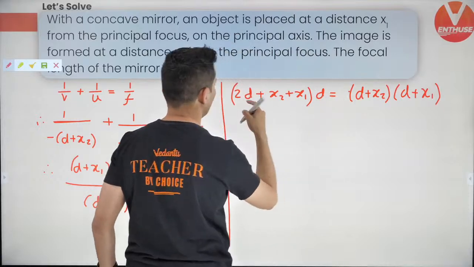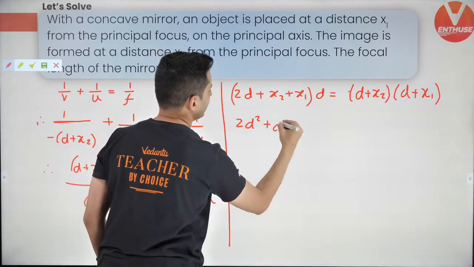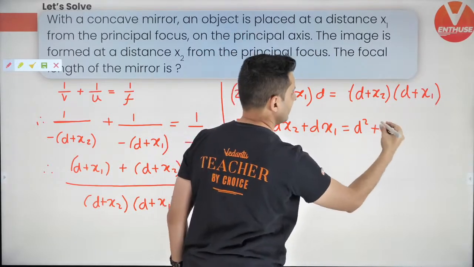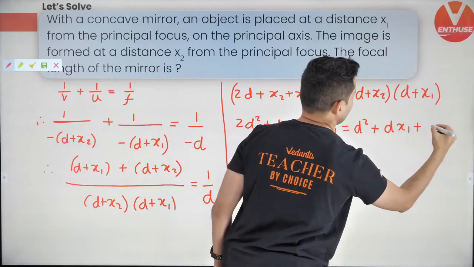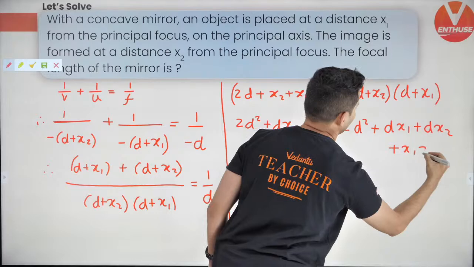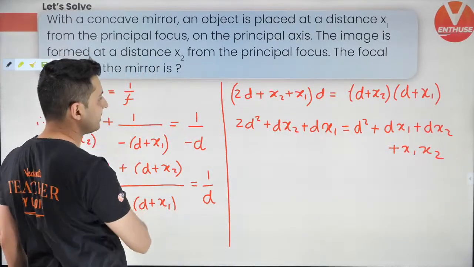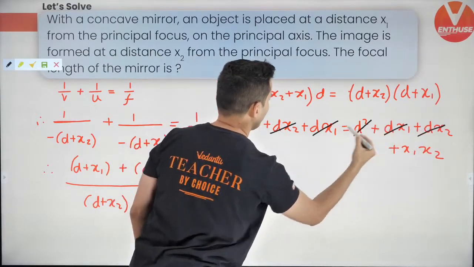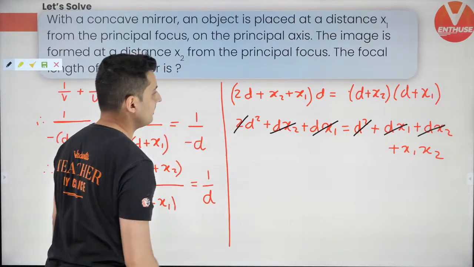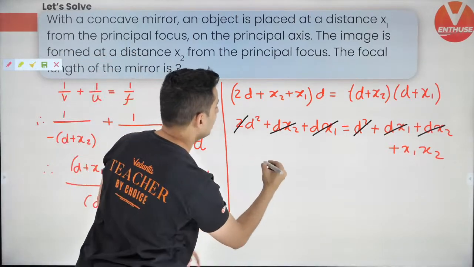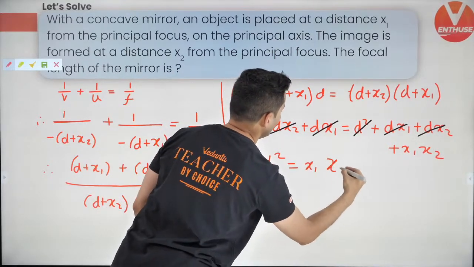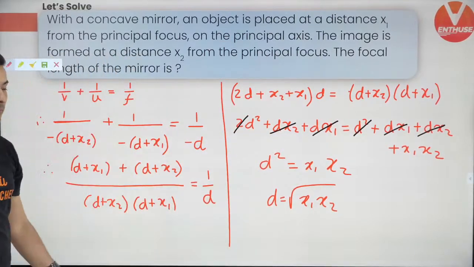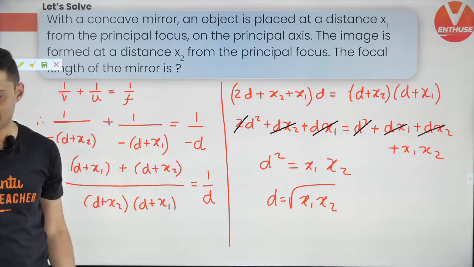Now simplify this, guys, it's not that difficult. It will become 2d square plus dx2 plus dx1 is equal to d square plus dx1 plus dx2 plus x1 x2. Now see which terms get cancelled out. dx2 and dx2, dx1 and dx1, and from d square and 2d square only one d square will remain. So you can clearly see what has remained. d square is equal to x1 x2. So d is root of x1 x2. What is d? Focal length. That is the answer. Correct. Some of you got it.